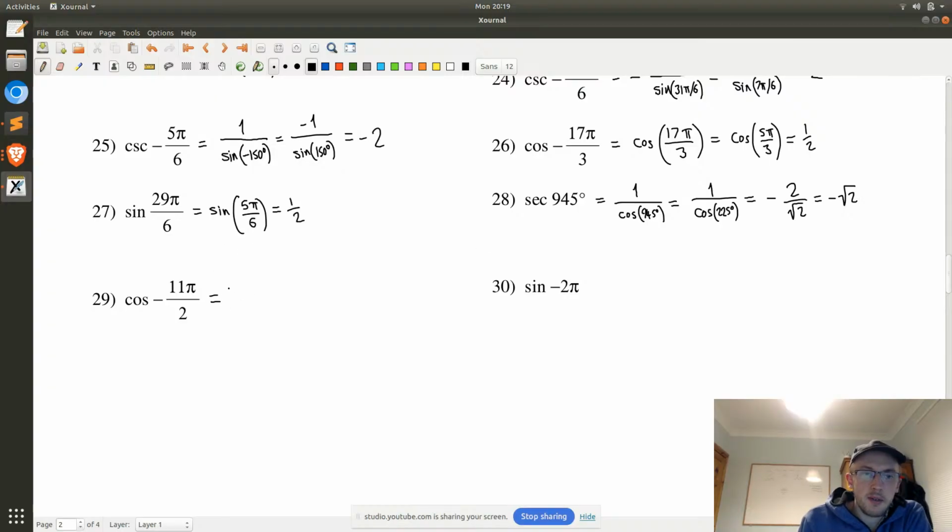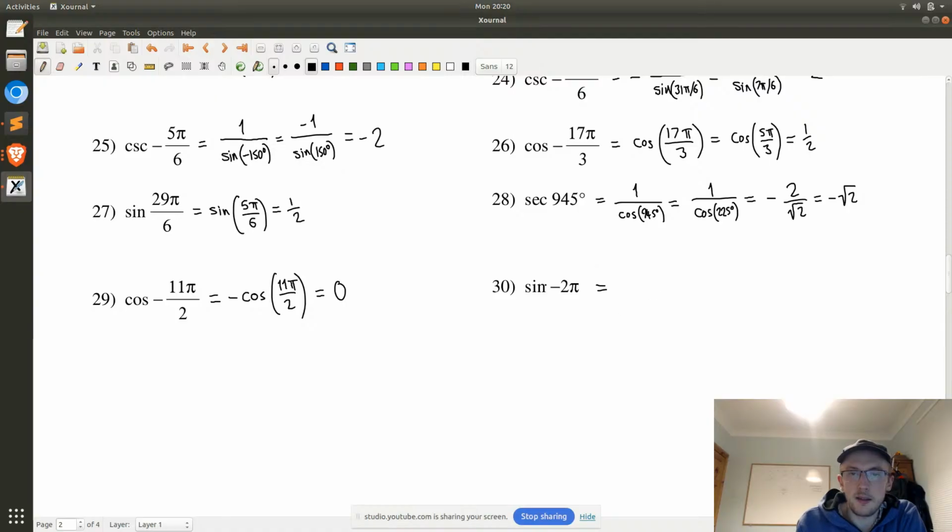Cosine of negative 11 pi over 2 is the same thing as negative cosine of 11 pi over 2. And 11 pi over 2 is the same thing as 5.5 pi. Take off 4 pi, and then you get 1.5 pi, which is 270 degrees. And what's cosine of 270 degrees? 0. And so it's 0.